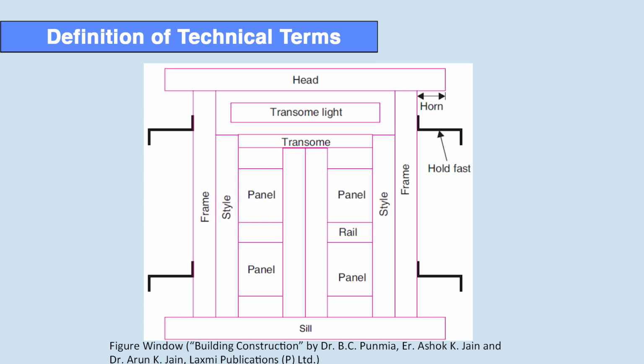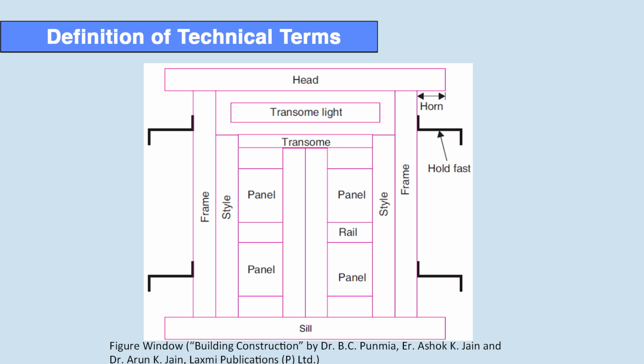Next technical term is hold fast. What is hold fast? They are mild steel flats typically bent into Z shape, used to secure the frame to the wall opening. The horizontal length of a hold fast is about 20 centimeters and it is embedded in masonry.